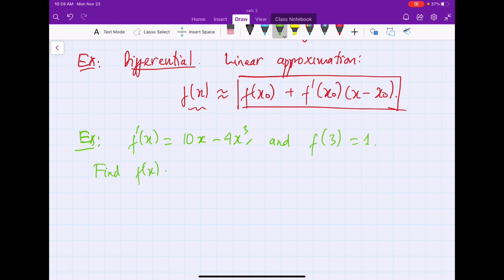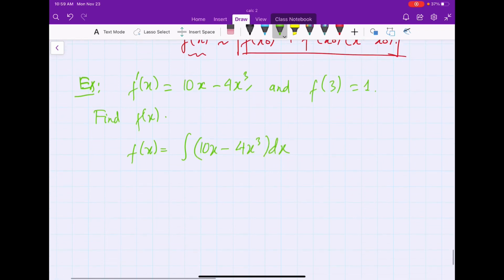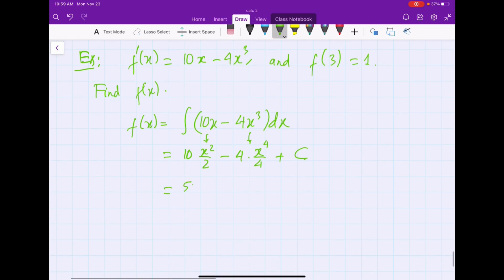So I integrate: f of x is equal to the integral of 10x minus 4x cubed dx. 10x gives me x squared over 2 here, right? I will simplify later, don't worry about that. Then x to the 4 over 4, and then plus a constant. I simplify that and get 5x squared minus x to the 4 plus c. That's my f of x.